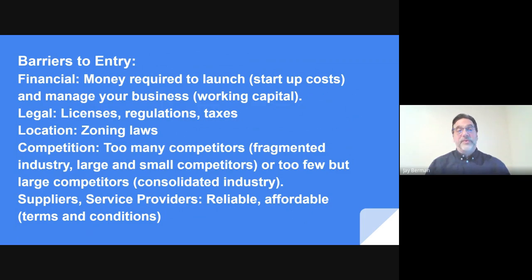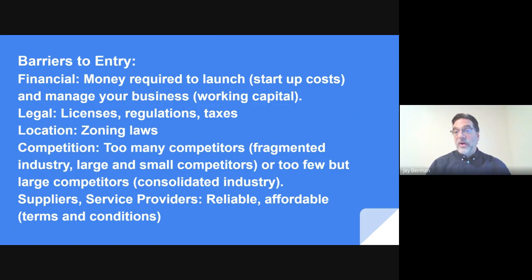There might be legal barriers such as licenses, regulations, taxes. There might be location barriers. A lot of cities and towns have zoning laws that do not permit people to start businesses in certain areas. There might be competition, which might be a major barrier. For example, there may be too many competitors. In other words, it's a very fragmented industry.